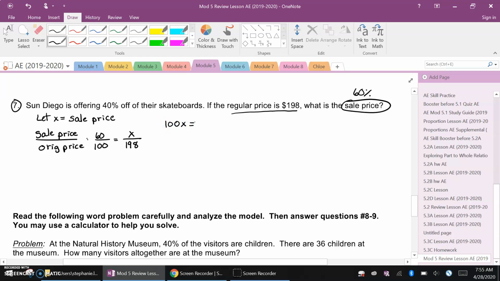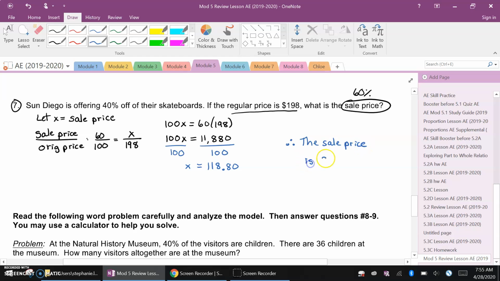So we have 100 times X, and then on the other side, we're going to have 60 times 198. So we have 100X equals 11,880. If we divide both sides by 100, we are going to get a decimal, but it's okay because we're dealing with dollars and cents. So we're going to have X is 118.80. And it's important to have that 0 there because with dollars and cents, you need to make sure you have the pennies listed. So that means that the sale price is $118.80.